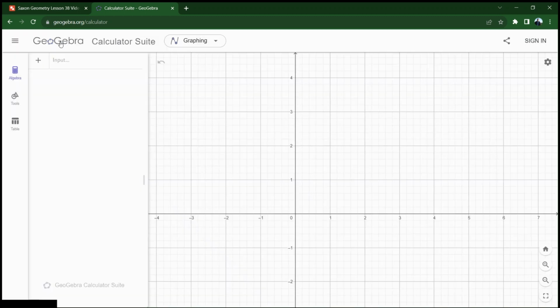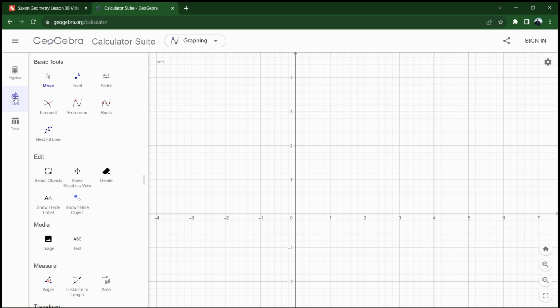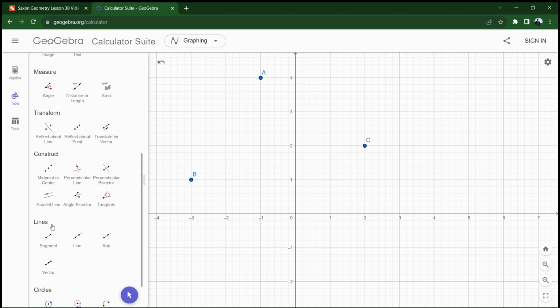And we're going to use the tools to create a circumcenter. Once again, I'm just going to create a triangle. And this time I'm just going to choose any 3 points for my triangle. And then I'm going to connect those with segments down here.